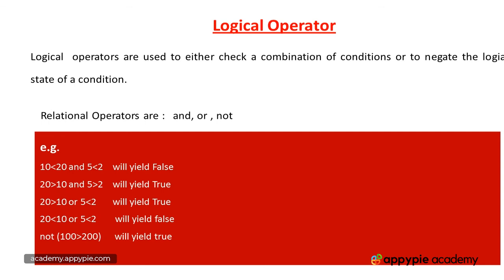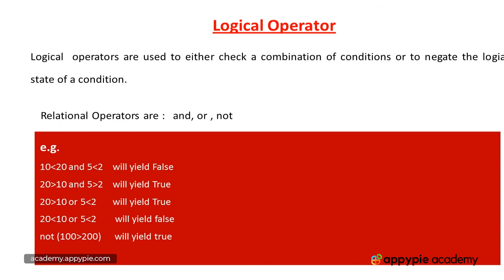Similarly, 20 less than 10 or 5 less than 2. Now in this case, both conditions are false. So because both conditions are false, the final result is going to be false. Now the last one is very important. This is called the negation operator, NOT.